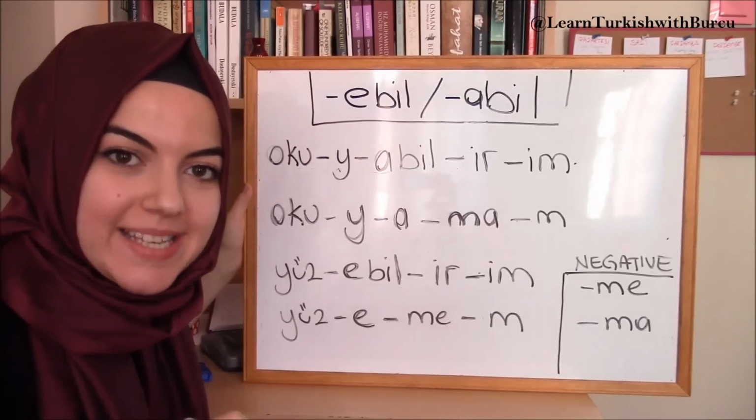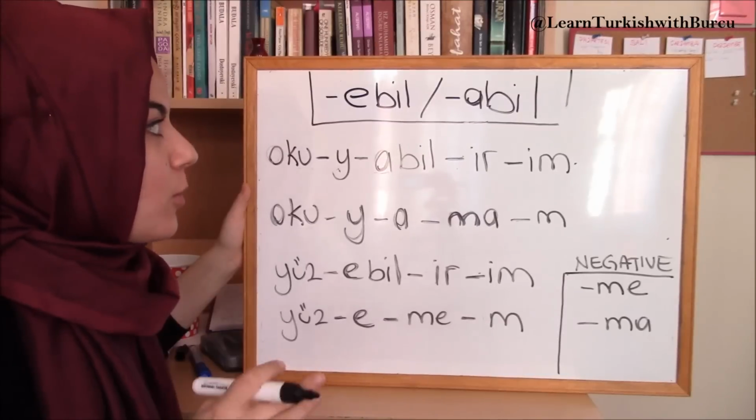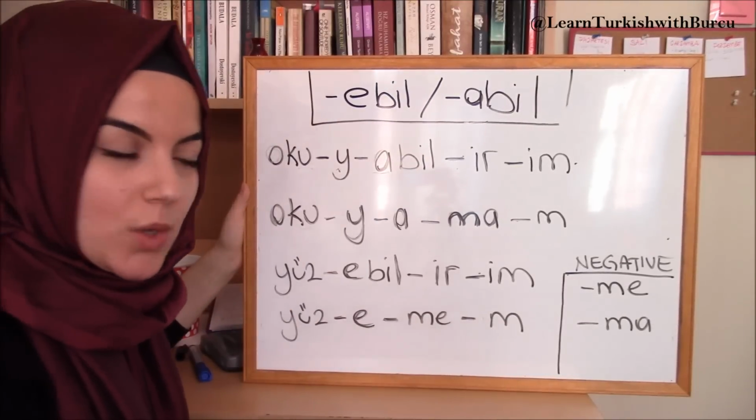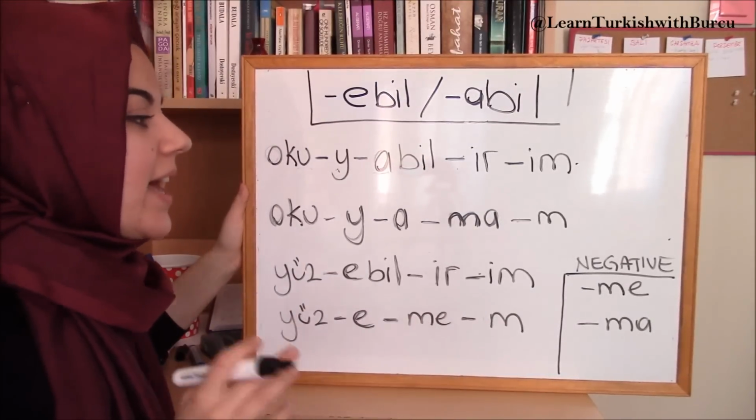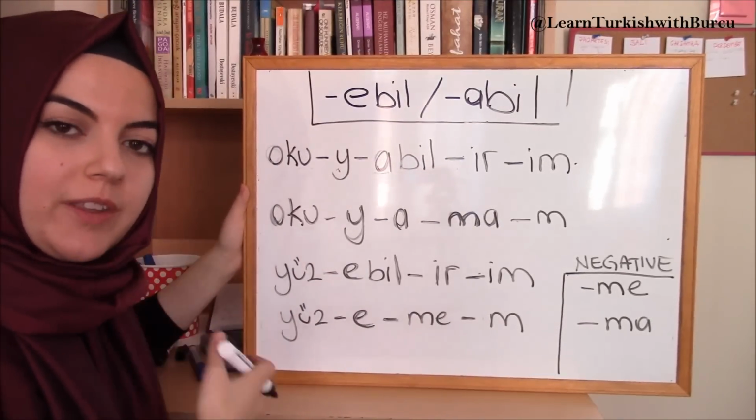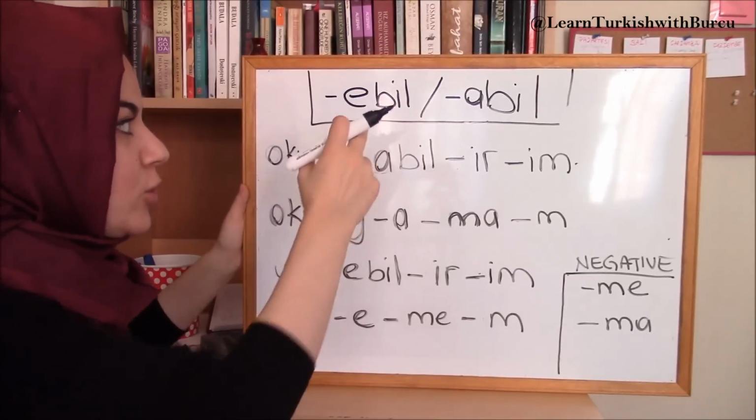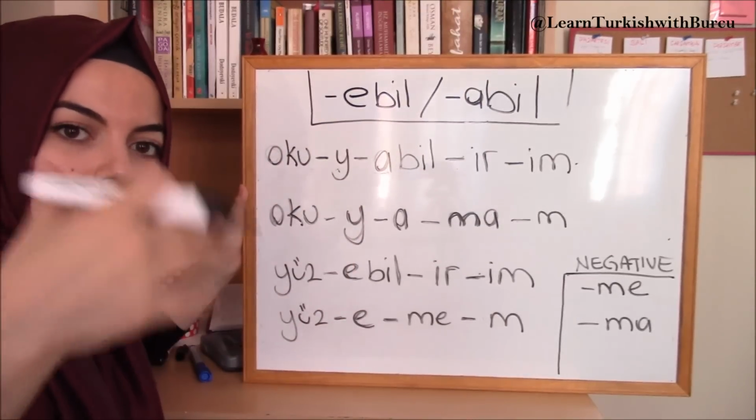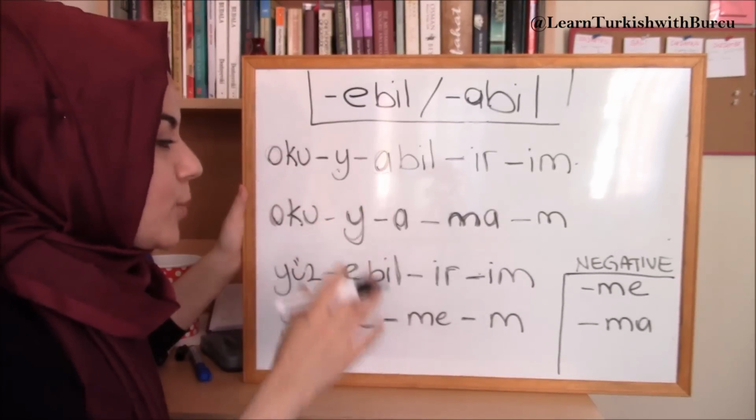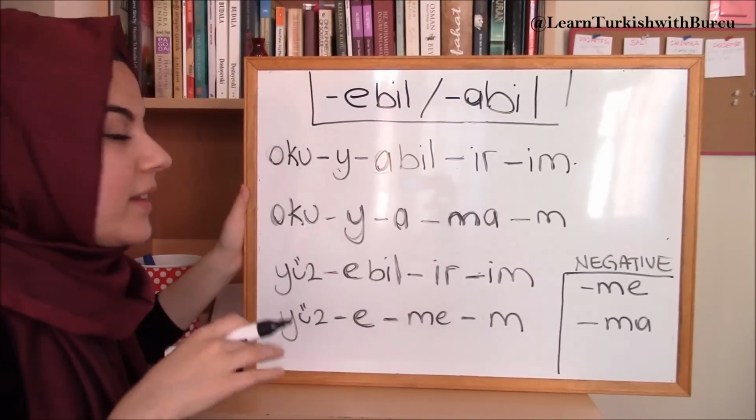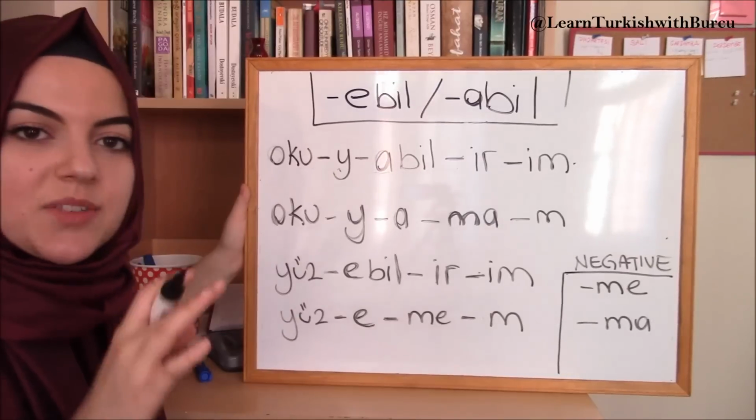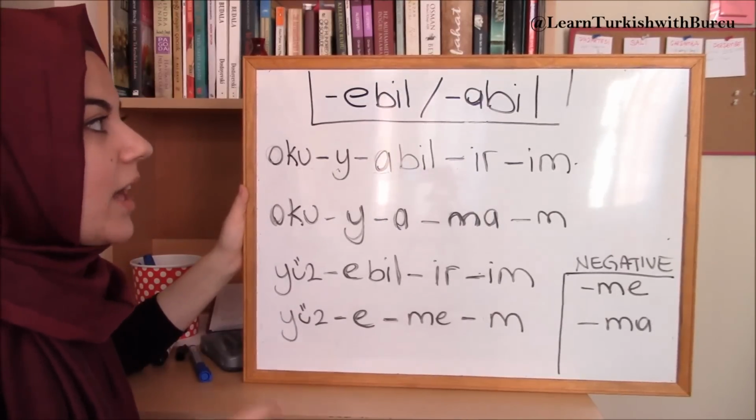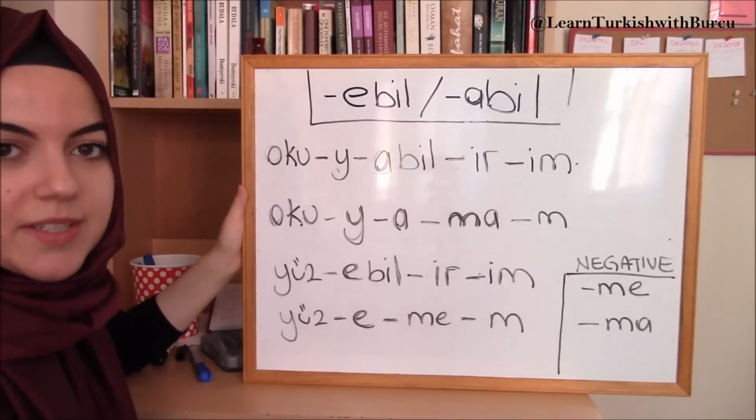Hi everyone, in this lesson I will teach you the negative form of ability sentences, okay? It is very simple. In the previous lesson about ability, I already taught you the positive form of the verbs. In the negative form, you will see some changes, but it's very simple. I think you will be able to understand it.